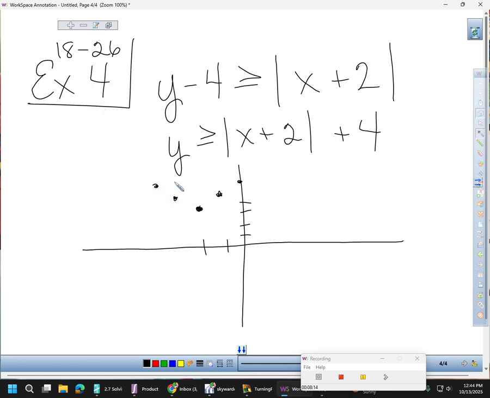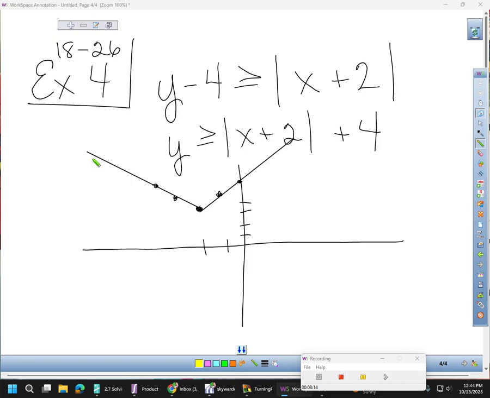Is this going to be a solid or a dashed line? Solid this time because of the equals underneath. I'm going to go ahead and connect that. All right. Now, where do I shade? In my V or out of my V? In, right? It is greater than, so we are shading inside the V. I'm combining the lesson from the other day with this one.